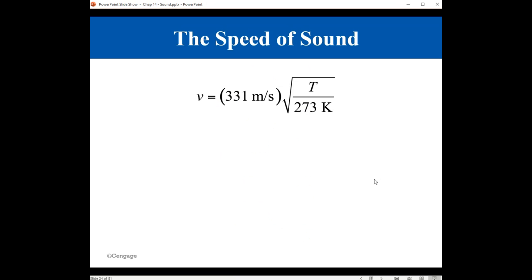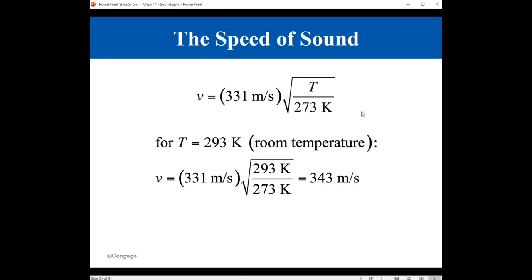This equation allows us to calculate the speed of sound at any temperature. We take the speed of sound at 0 Celsius as a reference, 331 meters per second, and multiply it by the square root of T divided by 273 Kelvin. So the temperature has to be converted to Kelvin. At 20 degrees Celsius, 20 means 293 Kelvin. We substitute here 293 divided by 273. The velocity of sound in air at 20 degrees Celsius is 343 meters per second.